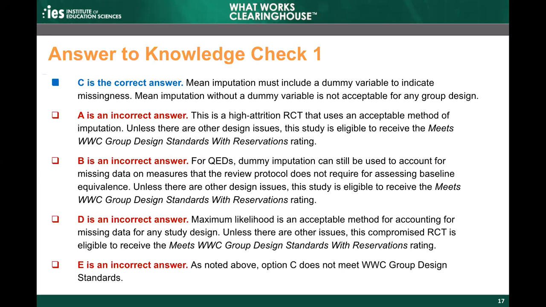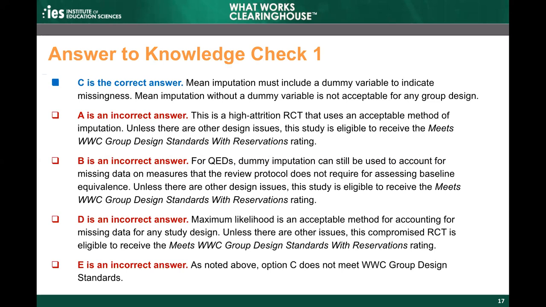For B, we have a QED, which uses dummy imputation to account for missing data on measures that the review protocol does not require for assessing baseline equivalence. And as we noted in the table and in the definitions, that actually is acceptable since these are not required under the protocol. So, like before, this study would have the potential to meet standards with reservations.